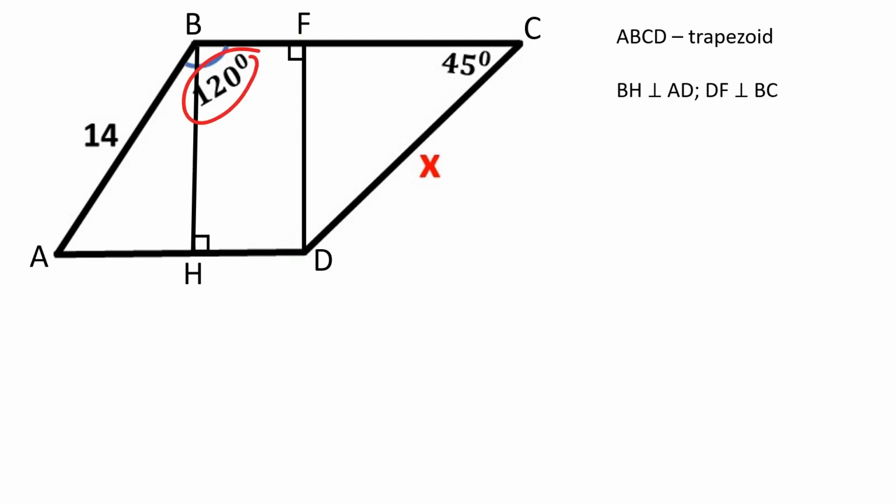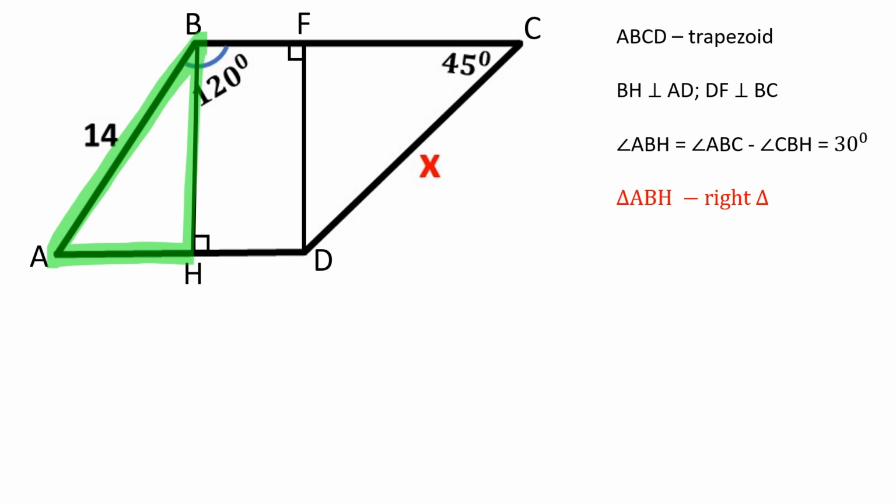Since angle ABC is equal to 120 degrees and angle CBH is equal to 90 degrees, angle ABH is equal to 30 degrees. Triangle ABH is a right triangle. The hypotenuse is equal to twice the length of the side across from the 30-degree angle. AB is equal to 2 times AH. Therefore, AH is equal to 7.